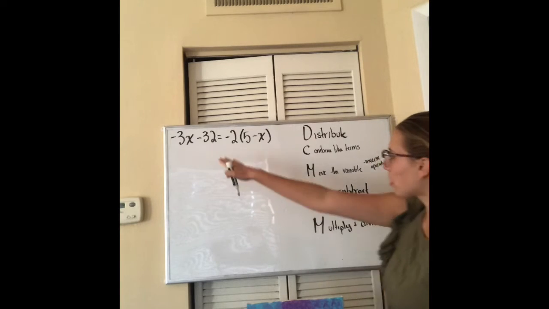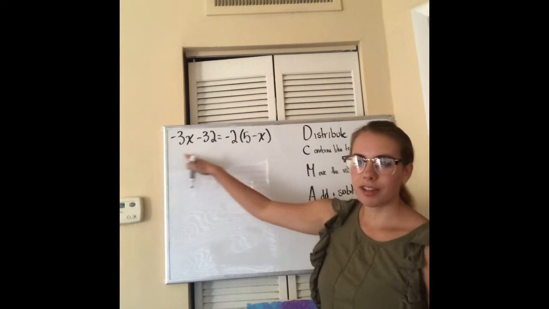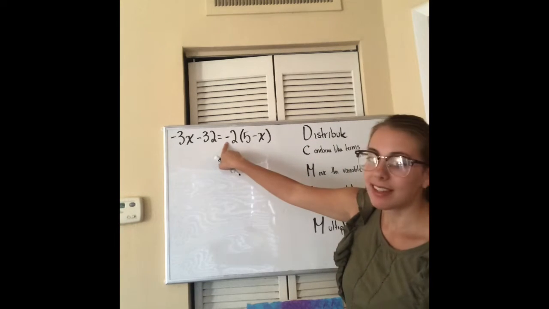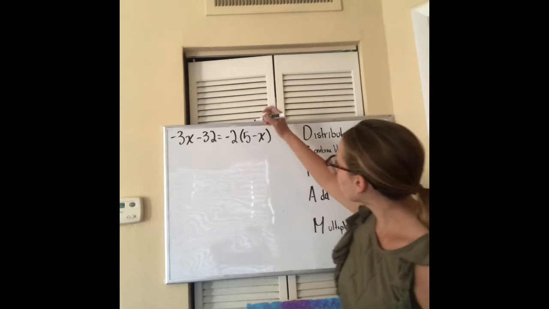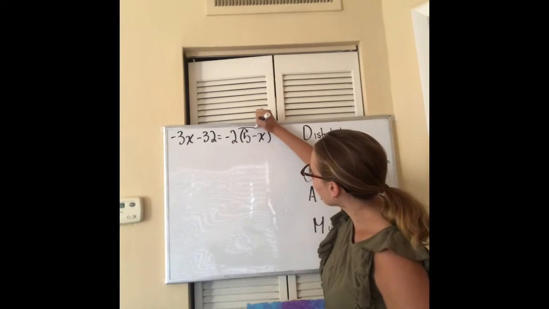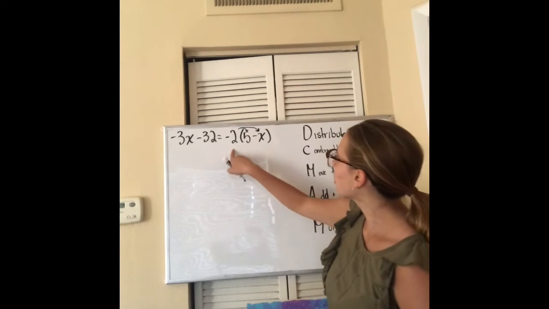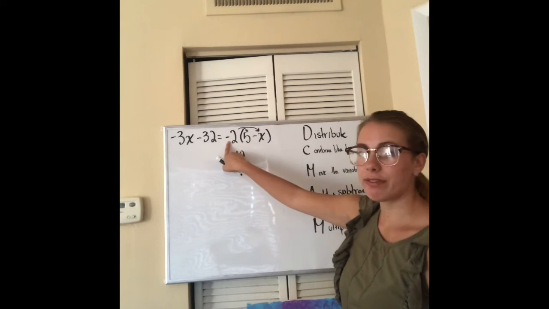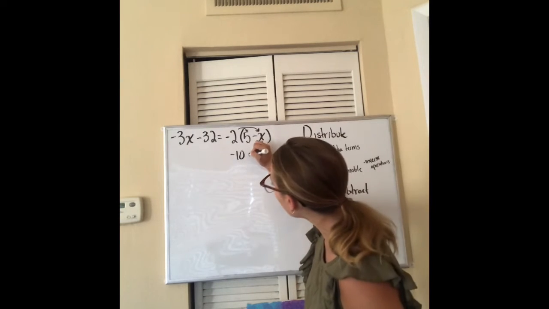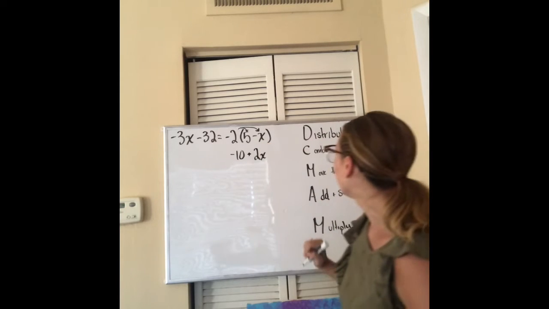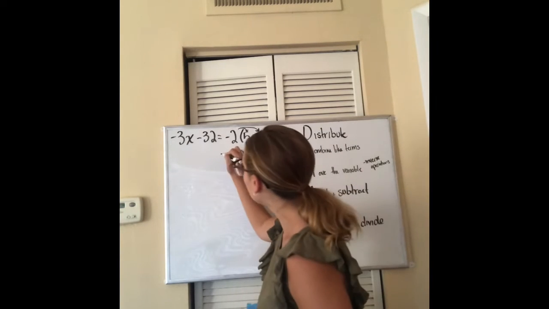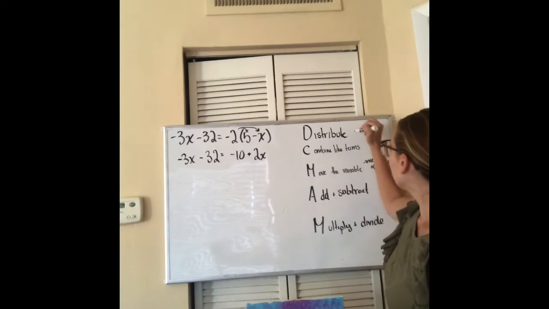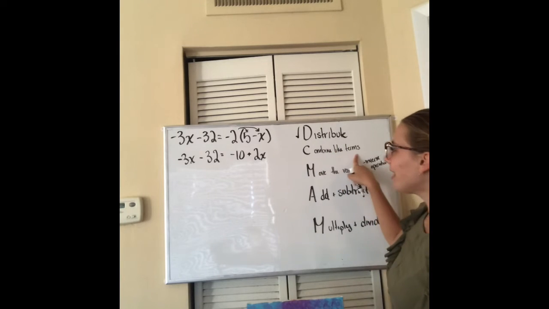And let's solve this problem. So we have this problem up on the board. The first thing you're going to do is distribute anything outside of the parentheses. This is a -2, so I will distribute a -2 to everything in here. And I like to make sure that I draw in my arrows. So -2 times 5 is -10, and -2 times -x becomes positive 2x, and everything on this side we just carry down. -3x minus 32. Check.